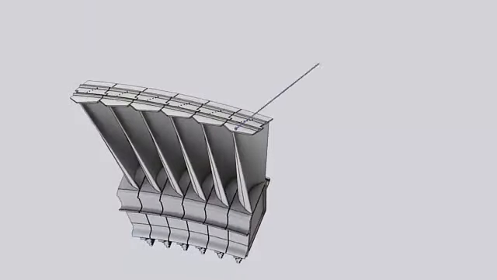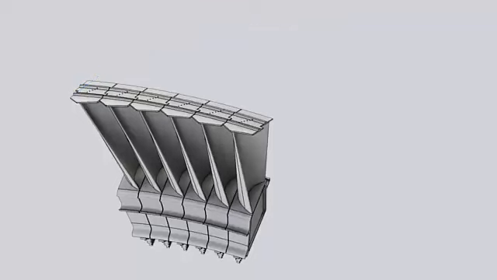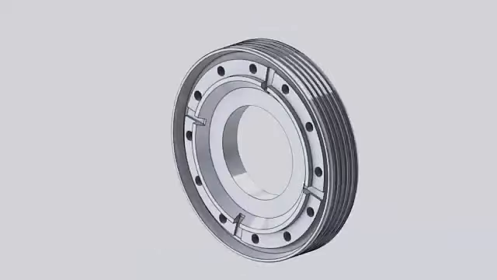The second stage bucket tip is enclosed by a shroud, which is a part of the tip seal. These shrouds interlock from bucket to bucket to provide vibration damping. These shrouds also feature cutter teeth, which open a slot on the honeycomb seal and mate with the seals on the shroud block.